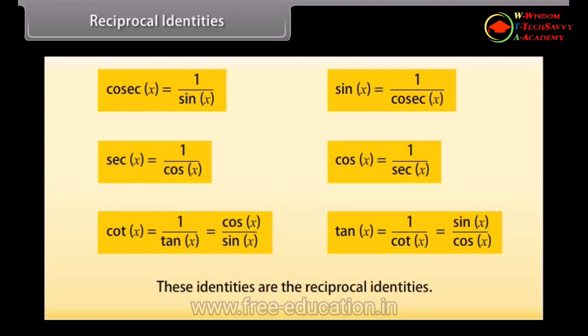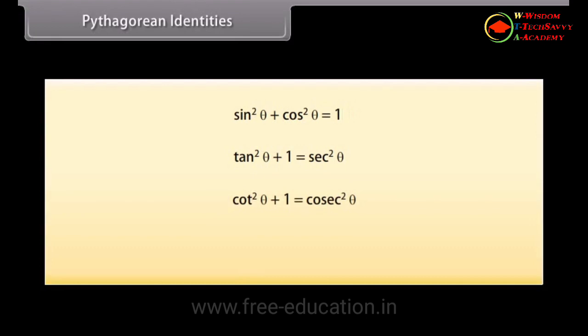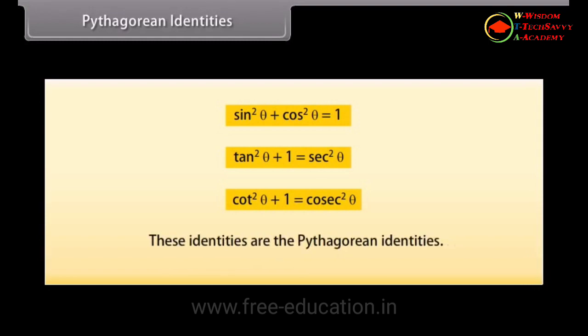These identities are the reciprocal identities. Pythagorean identities. Have a look at these identities. Sin square theta plus cos square theta is equal to 1. Tan square theta plus 1 is equal to sec square theta. Cot square theta plus 1 is equal to cosec square theta. These identities are the Pythagorean identities.